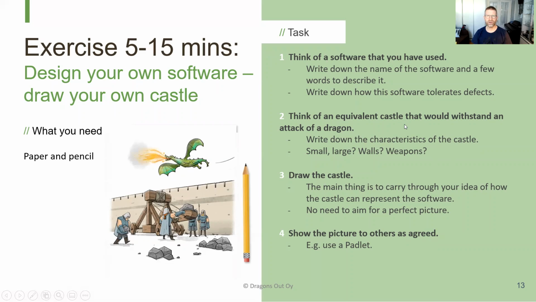What kind of castle would it be? Is it small or large? Does it have walls? Does it have weapons? And then draw a castle. Again, the main thing is to carry through the idea, how the castle represents the software. You don't need to aim for a perfect picture. And again, in the end, share what you draw with others. It's more fun together. So draw. And now, after the exercise, you probably drew some amazing castles, I'm quite certain. Great, good for you. Let's move on.